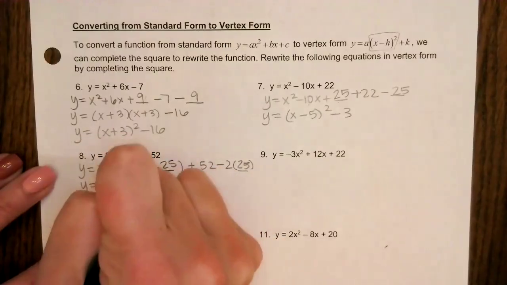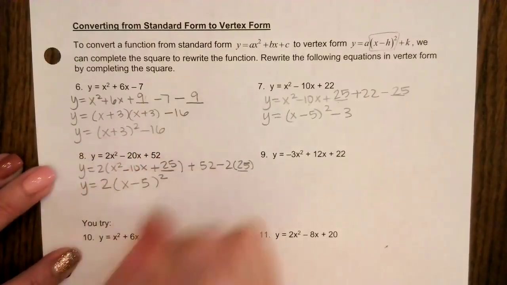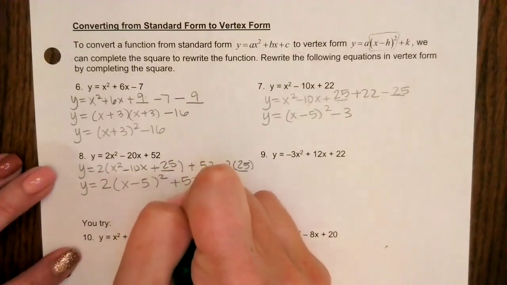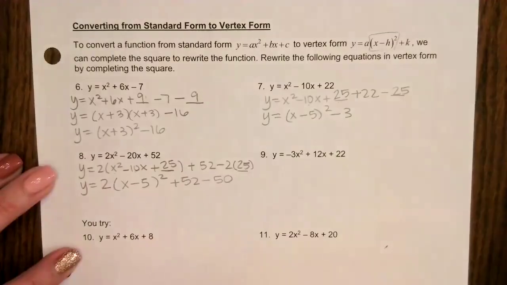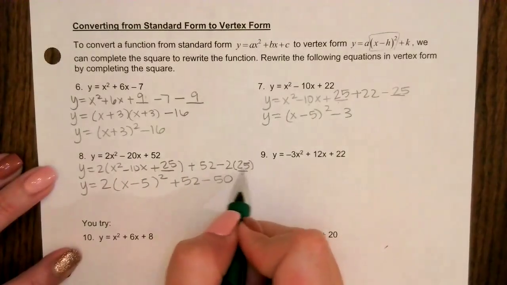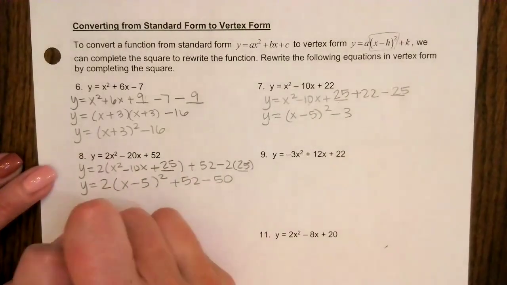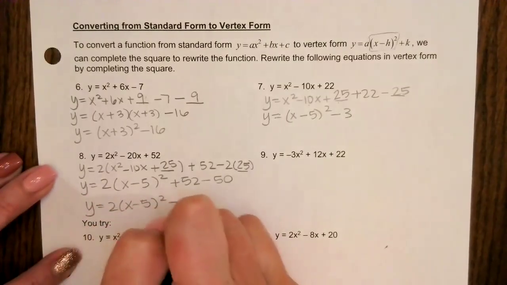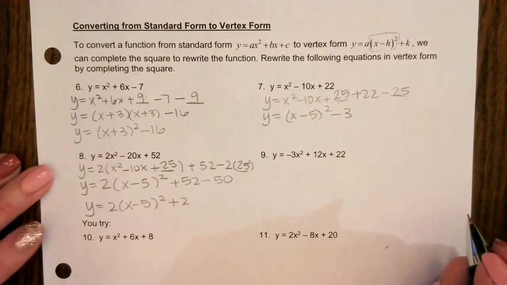Now I'm ready to factor. That's x minus 5 squared. Over here, I've got a 52 minus 50 because this is negative 2 times 25. And so my final answer is x minus 5 squared plus 2.